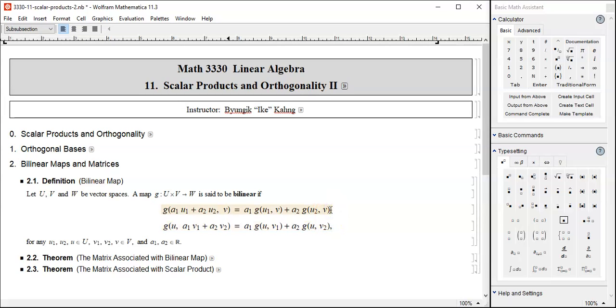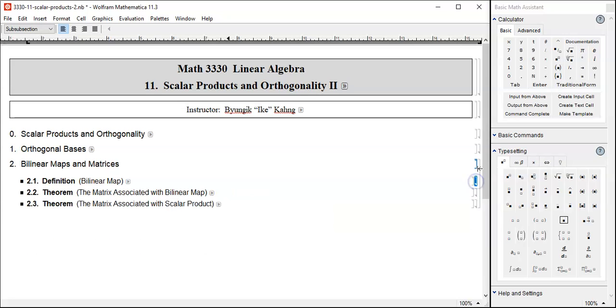So linearity with respect to the first vector, keeping the other vector the same, and vice versa, the linearity with respect to the second vector while keeping the first vector the same. That kind of map is called a bilinear map.